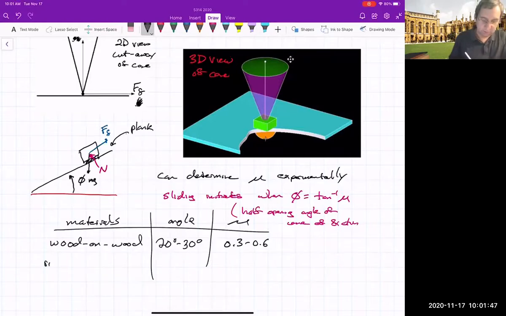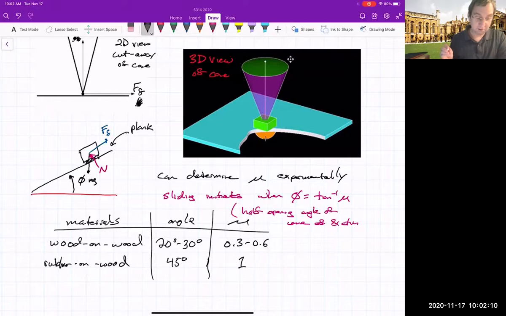So what was that? Rubber on wood. That would definitely meet the OSHA requirements. You've got rubber soles on wood planks. What do they call that? Wood flooring. So it's about 45 degrees. And what's the inverse tangent of 45 degrees? It's 1. So it's pretty good.